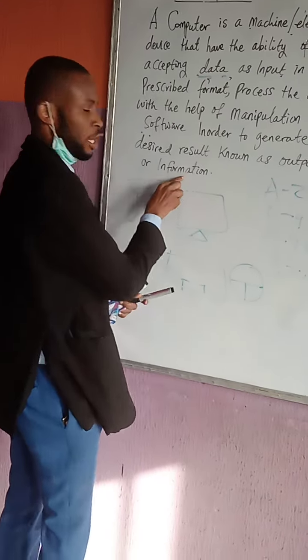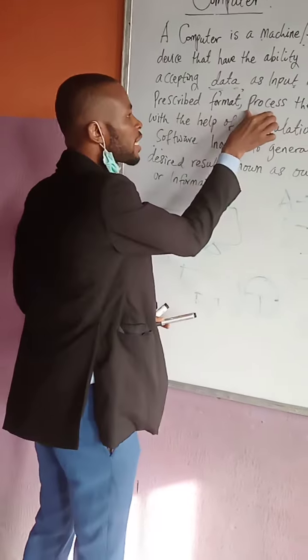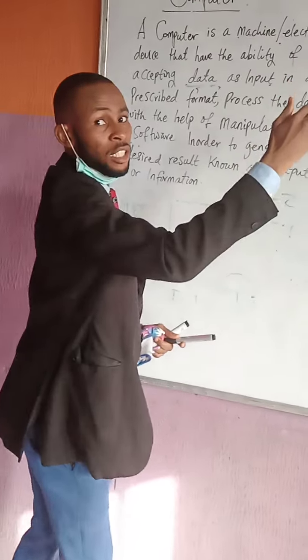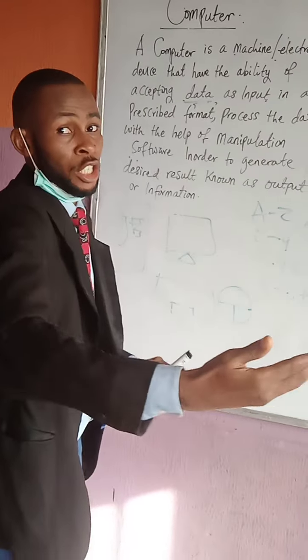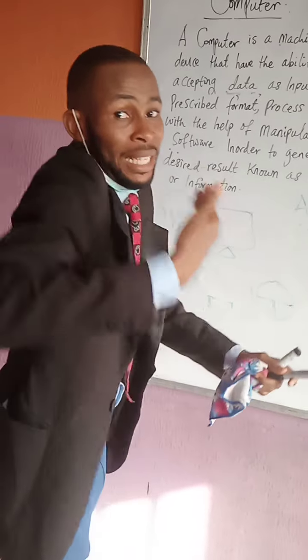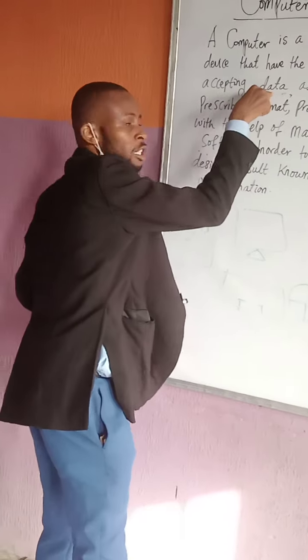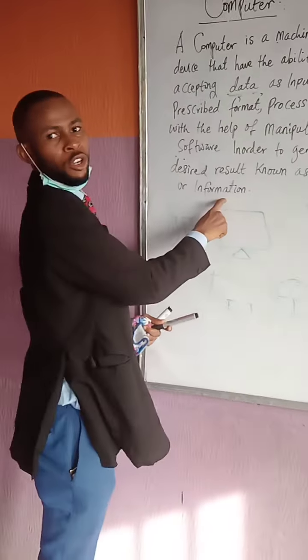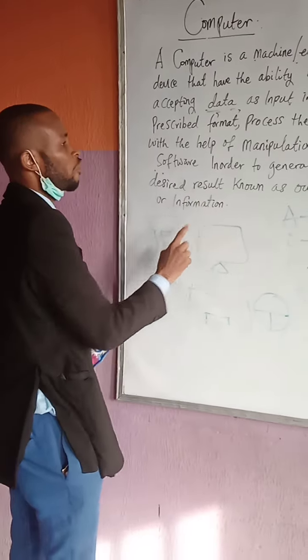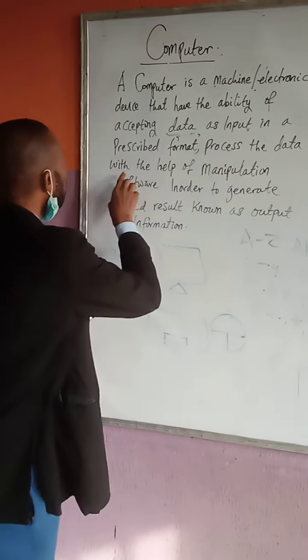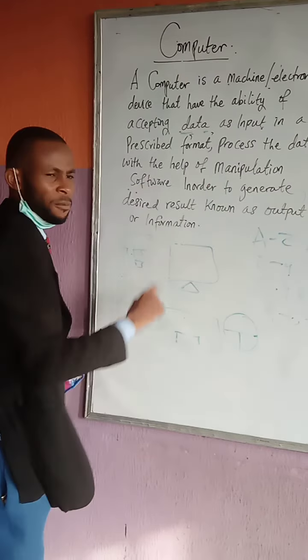in order to get information. I repeat, processing means converting, transforming, changing, manipulating what? Data. Why? To generate information. Without this, you can't get this. Take note of that. Process the data with the help of manipulation software.